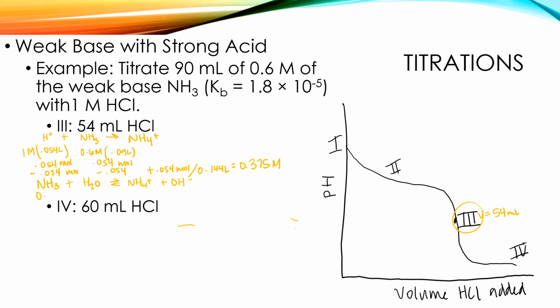So 0.375, 0, 0, minus x, plus x, plus x, x squared. Oops. I'm sorry. I got carried away. We have ammonium, not ammonia.